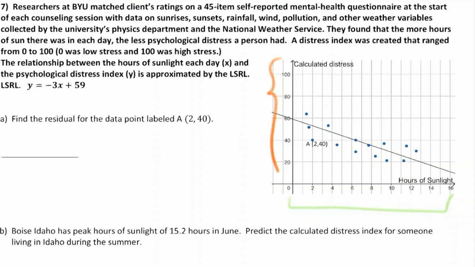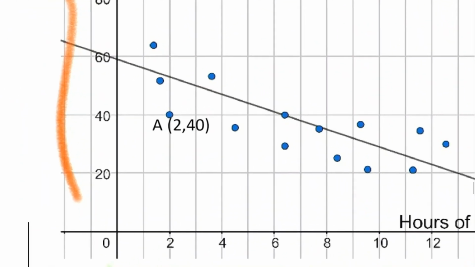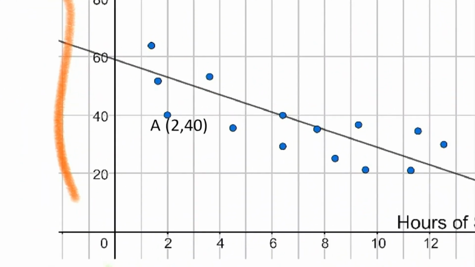First question, A. Find the residual for the data point labeled A. So this point is right here. It's at A, and I can see that it has an x value and it has a y value, right? That x value and y value are from an actual person. They represent a person.